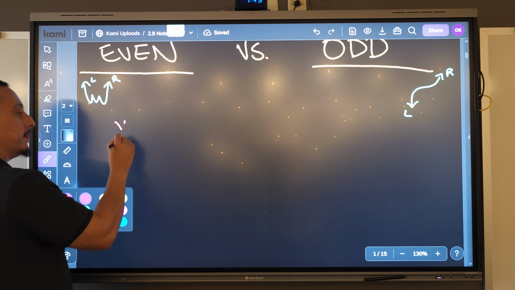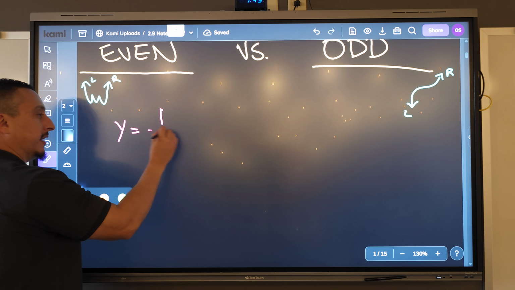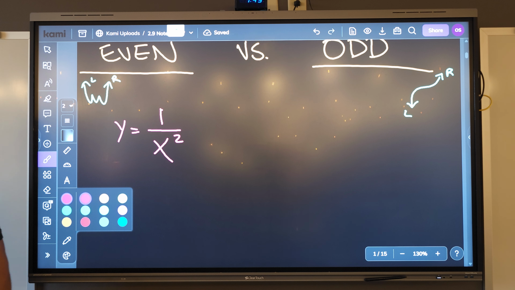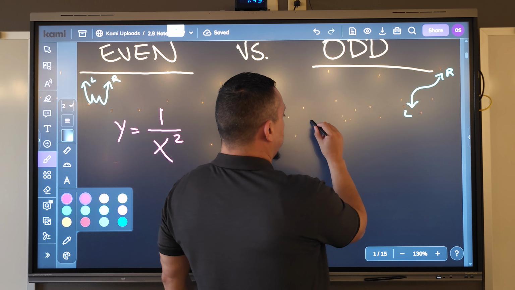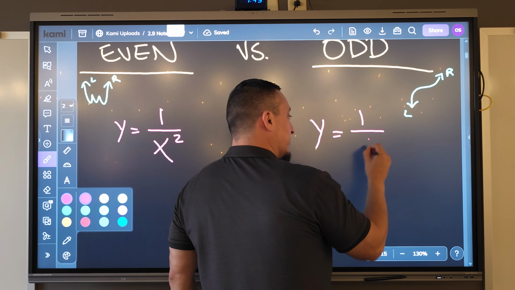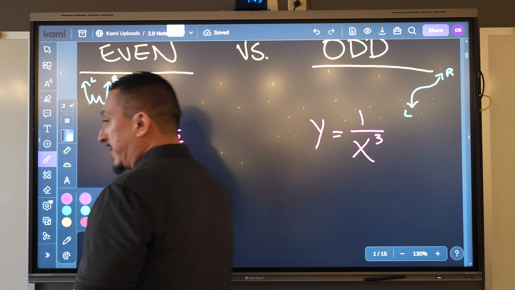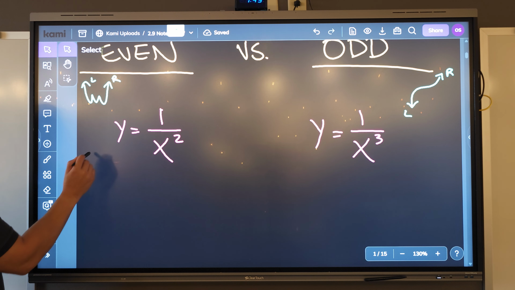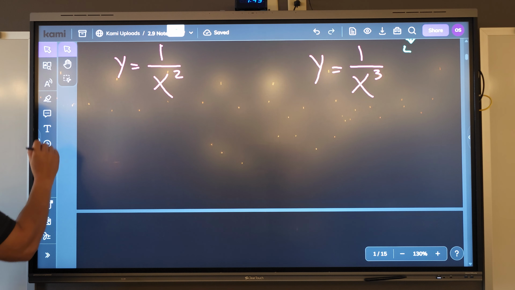So we're going to do an example of an even reciprocal function, x squared, and an example of an odd reciprocal function. It's the power that tells you if it's even or odd. Okay, so let's sketch these.